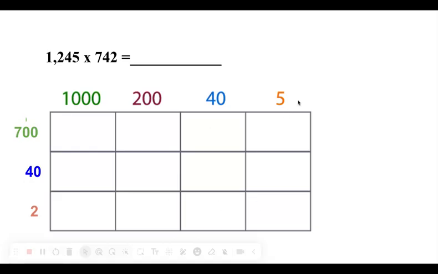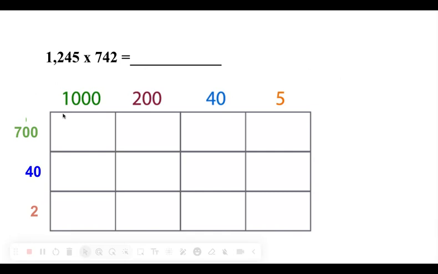We are going to use the box method to multiply a 4-digit number times a 3-digit number. And our problem is 1,245 times 742. Now, I really like doing the box method because I can just find the answers easier. So let's see if that works for you.